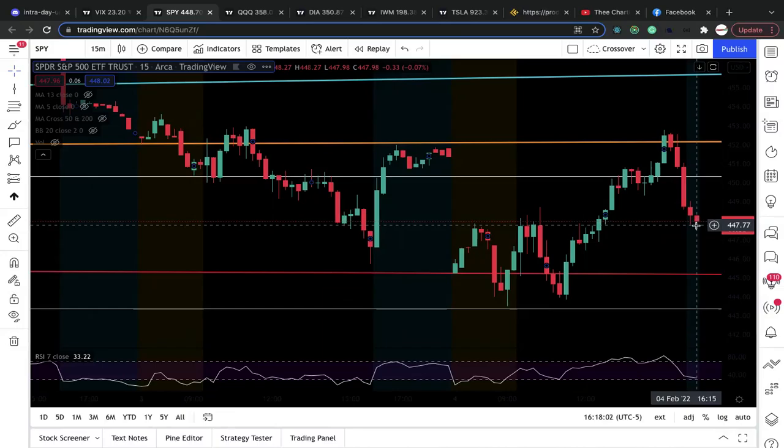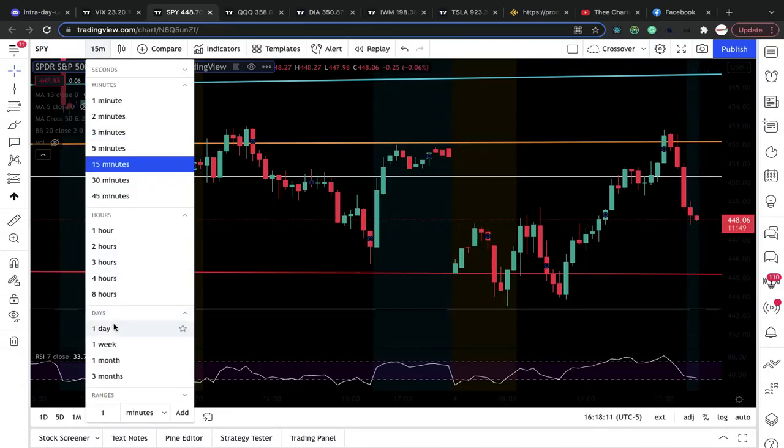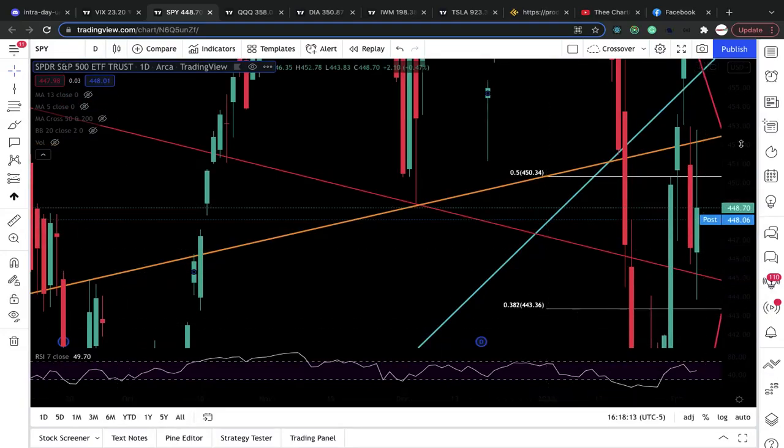Okay, I was only bullish if we got above 452. We got above it, but we didn't close above it, and that was where the bears were going to step up. Now, we look at a daily chart. There's a reason why I chose those levels, okay?